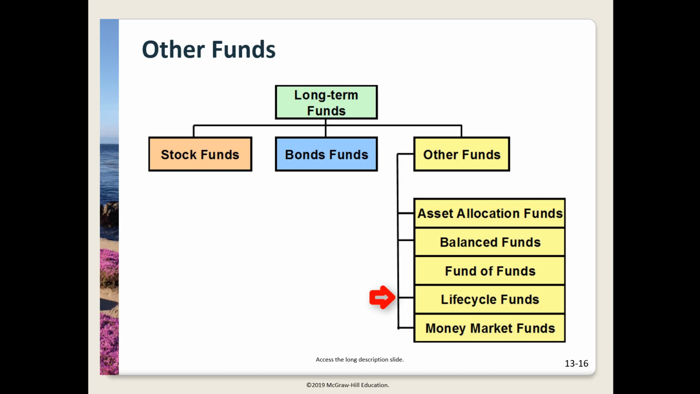Life cycle funds are aimed at those planning retirement at a specific date and reducing the riskiness of the assets as that date approaches. Money market funds invest only in short-term, safe, highly liquid CDs and government securities.